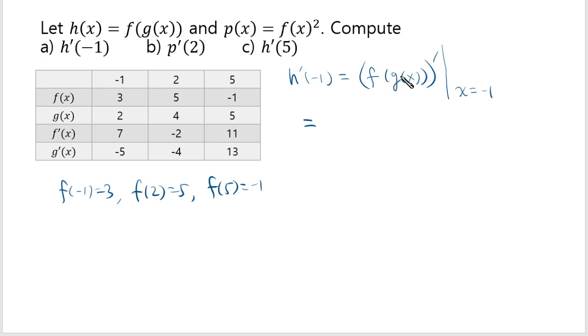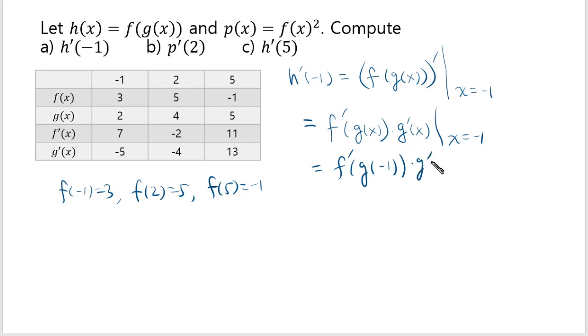Alright, well that's just the chain rule, right? The chain rule says treat g of x as like a big X, f prime of x. So f prime of g of x, and then whatever you called the big X has to be copied. You make a copy outside, put the derivative, and multiply, okay? And then you plug in x equal to -1. So you have f prime of g of -1 times g prime of -1.